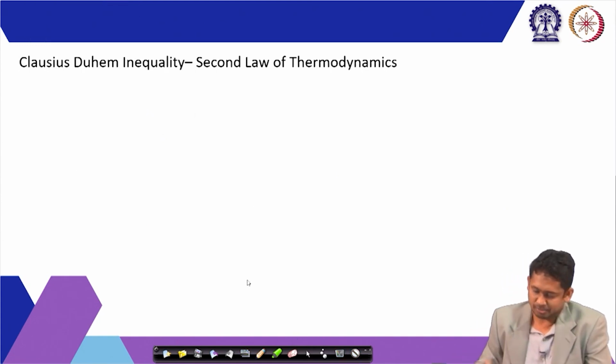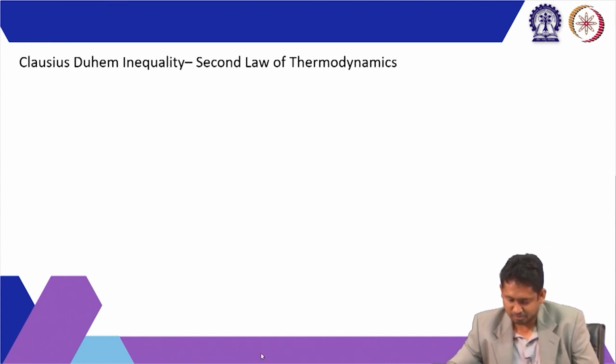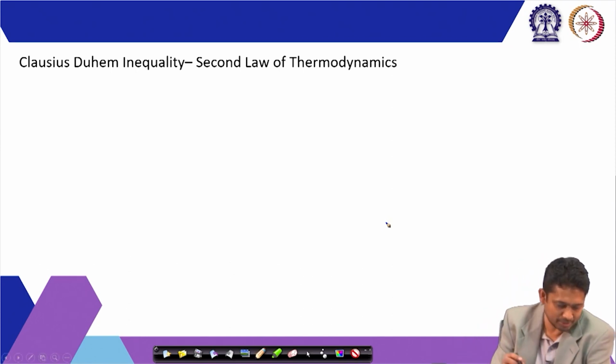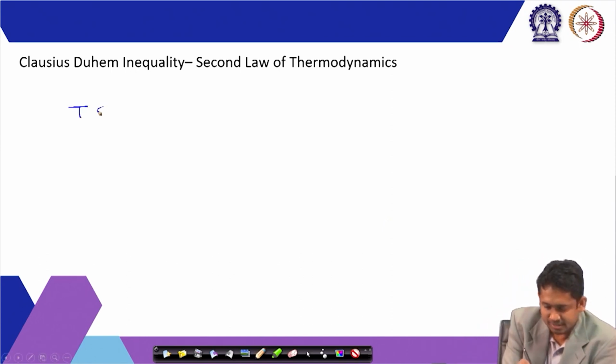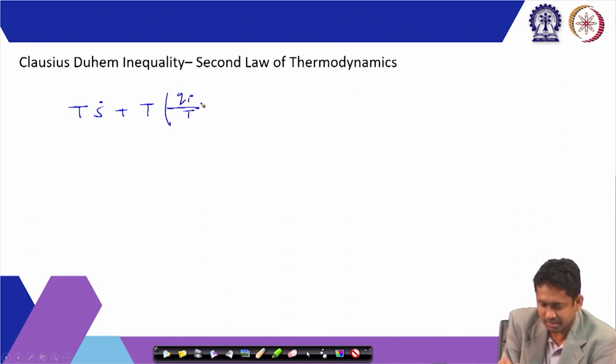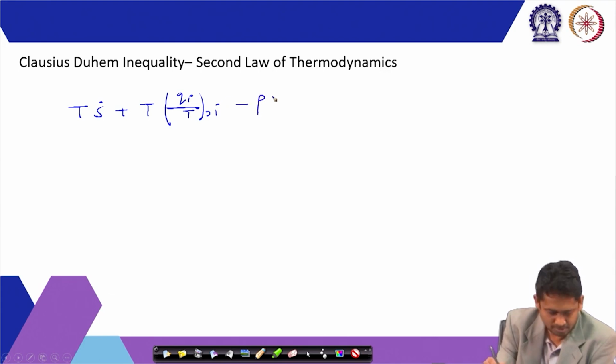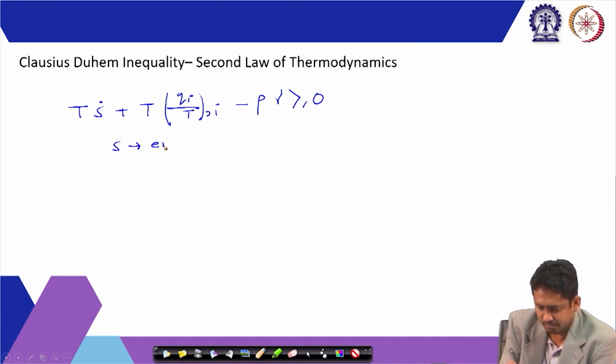Now, the second law of thermodynamics, written in the form of Clausius-Duhem inequality, is T s dot plus T multiplied by q i by T comma i minus rho gamma, which should be greater than or equal to 0, and here S denotes entropy.